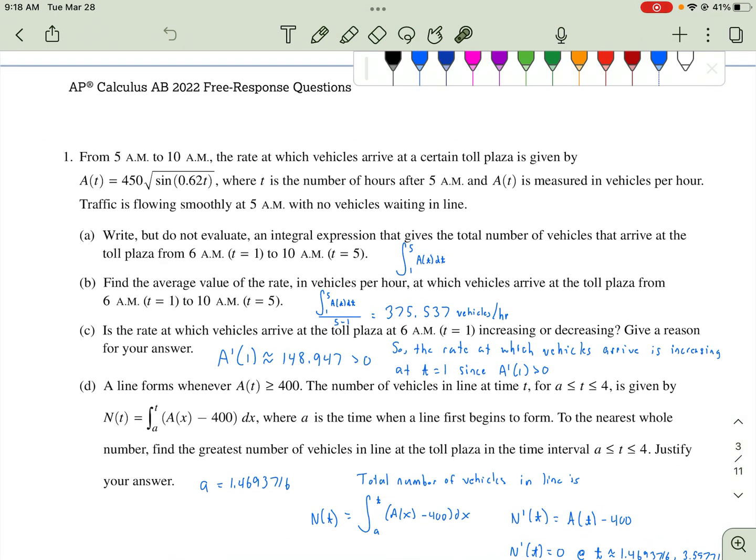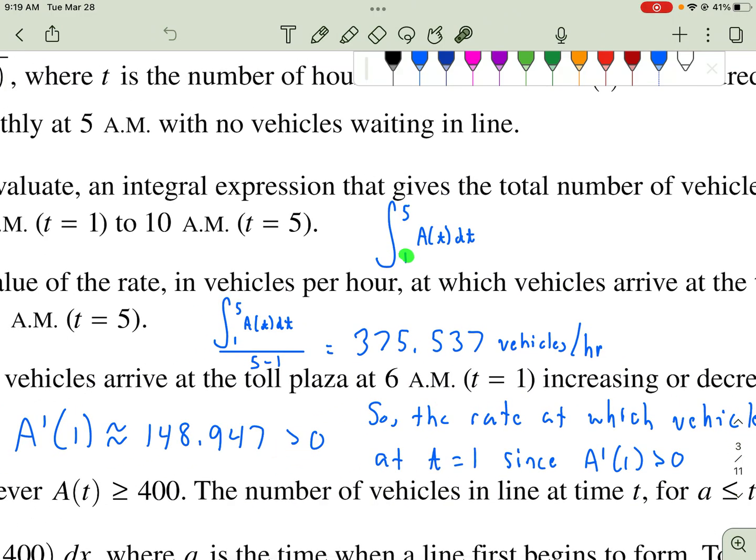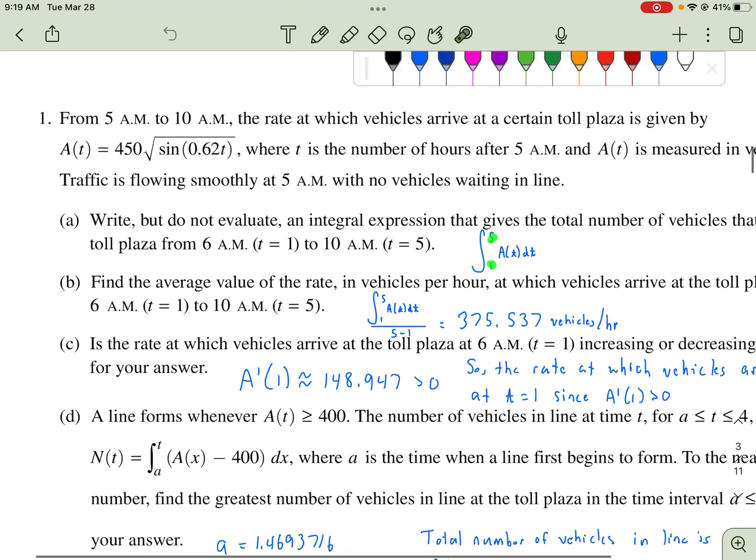So here we go on number 1A. Now remember, you have a calculator for this. It says write but do not evaluate an integral expression that gives the total number of vehicles that arrive in the toll plaza. So this is the rate at which cars arrive. Remember, if you do the integral of a rate, it tells you how much that thing changed. Since we know the rate at which cars arrive, the integral will tell us how many cars arrived. In this case, from t equals 1 to t equals 5, which is from 6 a.m. to 10 a.m. because 5 a.m. is t equals 0. But they also tell you right here t equals 1 and t equals 5.